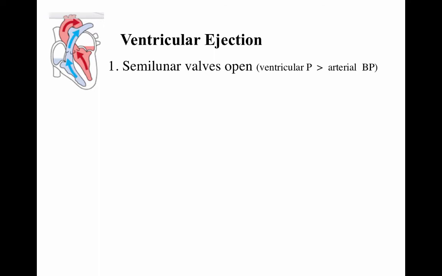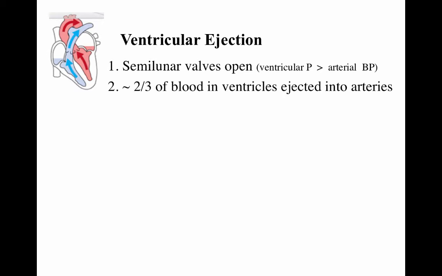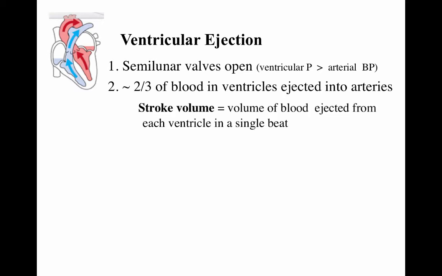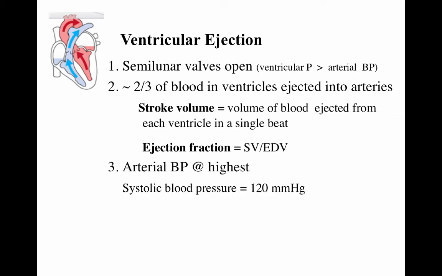for ventricular ejection. And approximately 2/3 of the blood in the ventricles is ejected into the arteries at this point in time, called our stroke volume, which is the volume of blood ejected from each ventricle in a single beat. The ejection fraction then is the stroke volume over the end diastolic volume. Arterial blood pressure at its highest point, the systolic blood pressure, is 120 millimeters of mercury.